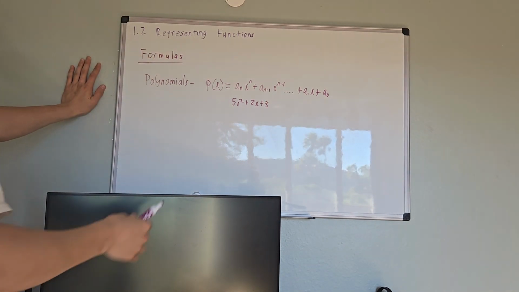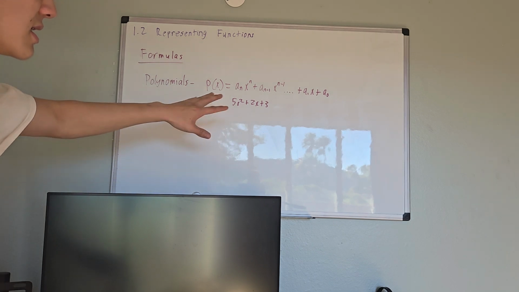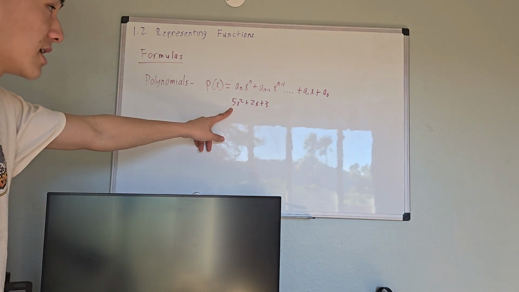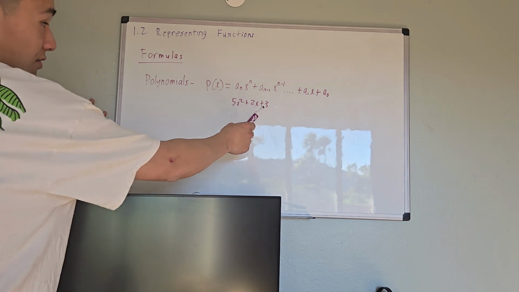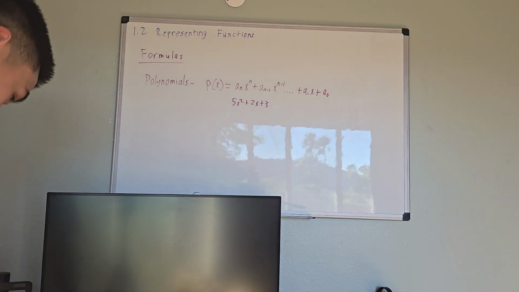So you're going to have your x's, okay? And you're going to have x's to some power, and you're also going to have some constants in the front of those x's, and you may or may not have a constant by itself as well, okay? That's all a polynomial is, all right?